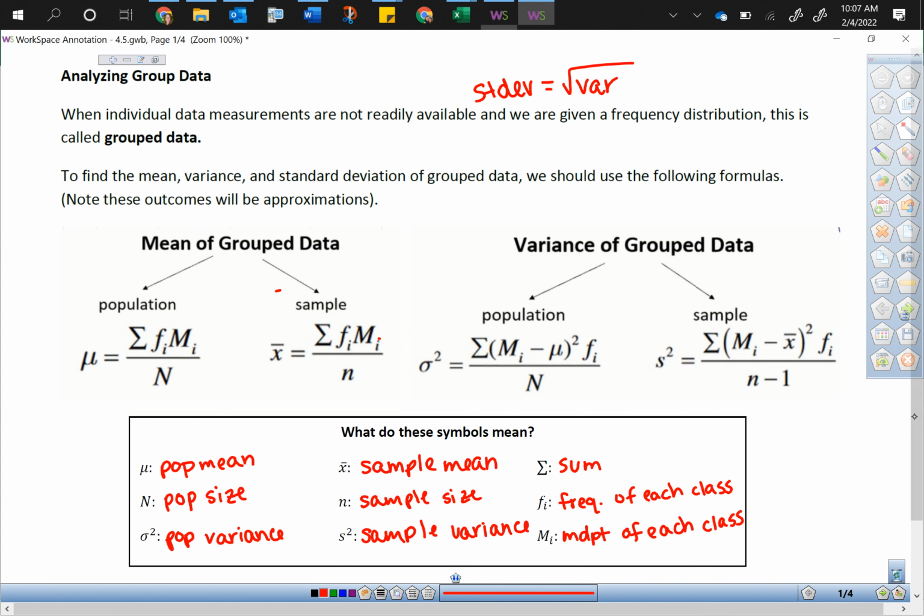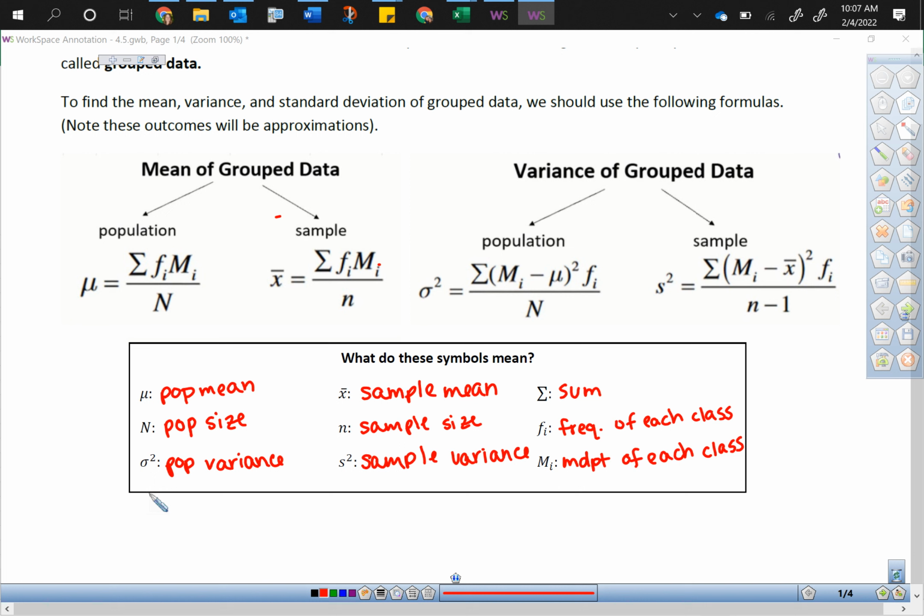So if you want the population standard deviation, it's just sigma. You would just square root your variance. And if you want the sample standard deviation, it would just be s. So if you have the variance, to find the standard deviation, all you have to do is square root it. That's all you're doing.